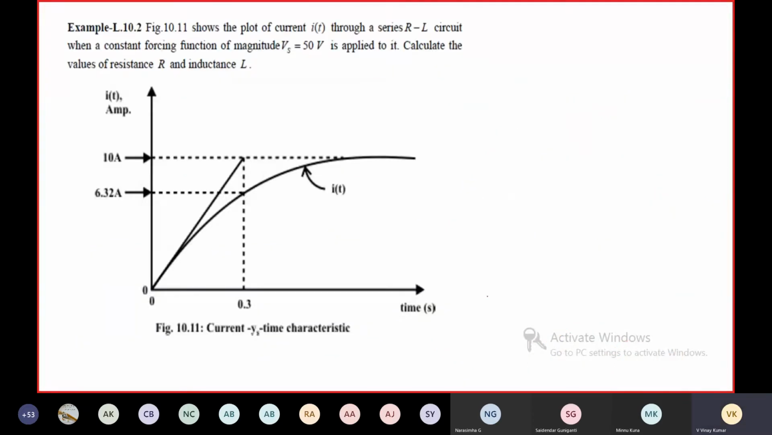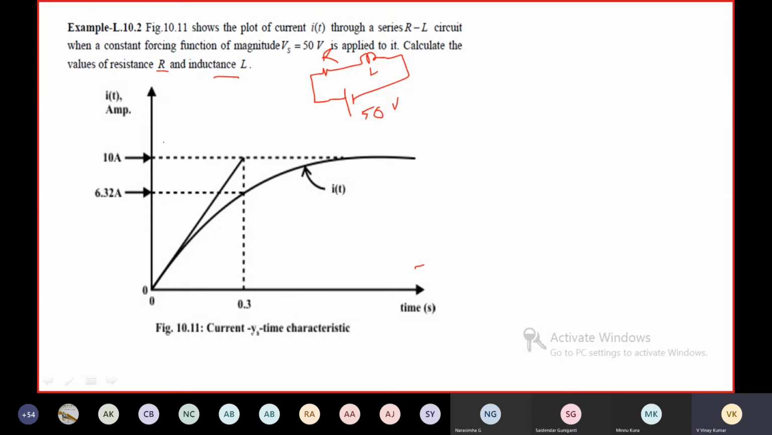Okay, next problem. The figure shows the plot of current I of t through a series RL circuit when a constant forcing function of magnitude Vs is applied. The forcing function applied across the series RL circuit is 50 volts. This is R, whereas this is L. Calculate the values of R and L.